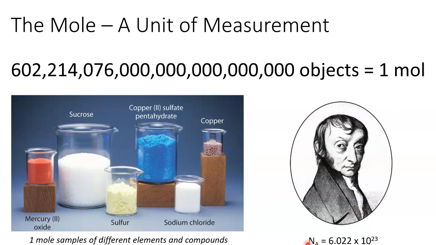So this capital N subscript A stands for Avogadro's number, and we will be using this 6.022 times 10 to the 23rd. So this here is an exact number, so you don't really need to worry about sig figs when you're using this. You'll just want to use sig figs when you are talking about like how much of something you weighed out.